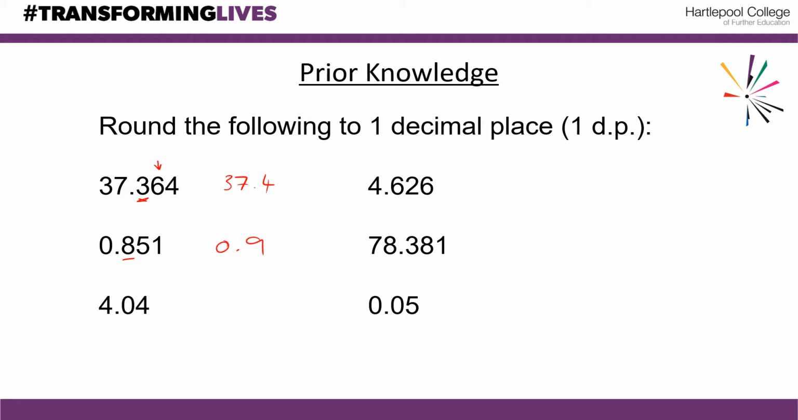And the next one, we've got 4.04. 0 is the important one. That might change depending on the value of the digit before it, but in this case it's a 4, so it doesn't change. So that one to 1 decimal place is 4.0.